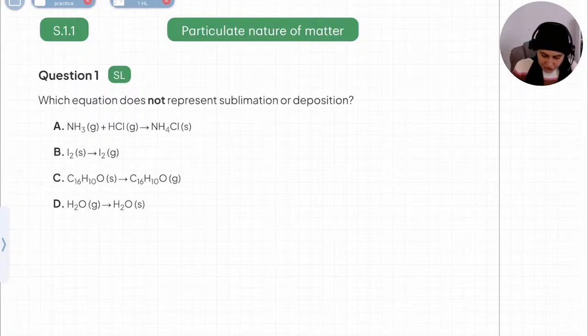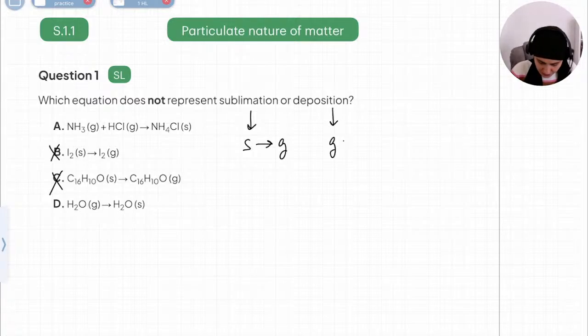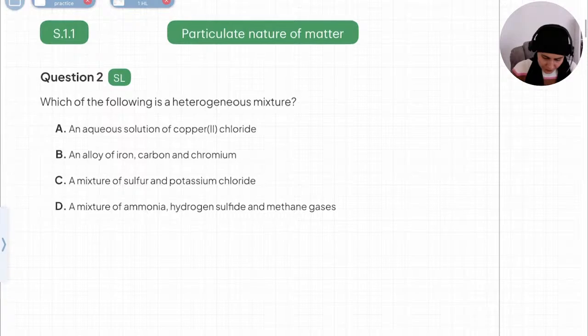So sublimation, what is it? It's a change of state, right? It's when solid goes to gas. So B is sublimation, and we need the one that does not show sublimation. So not B and not C. C is also sublimation. Deposition is the opposite. It's when gas goes into a solid. So not D. D is deposition. And the answer is A, because A is just a reaction. It's not a phase change, it's just an acid-base reaction. So A.